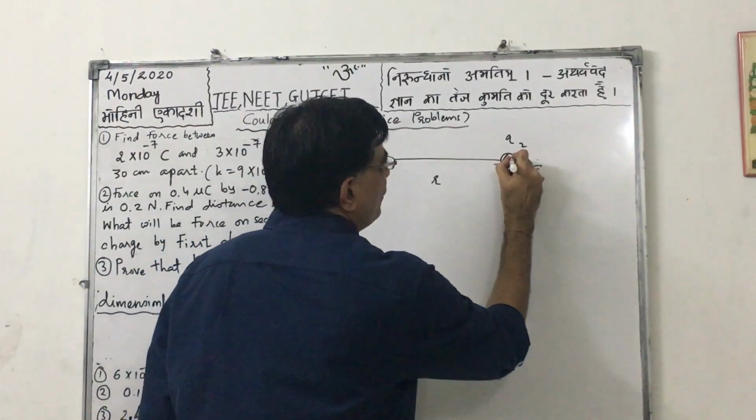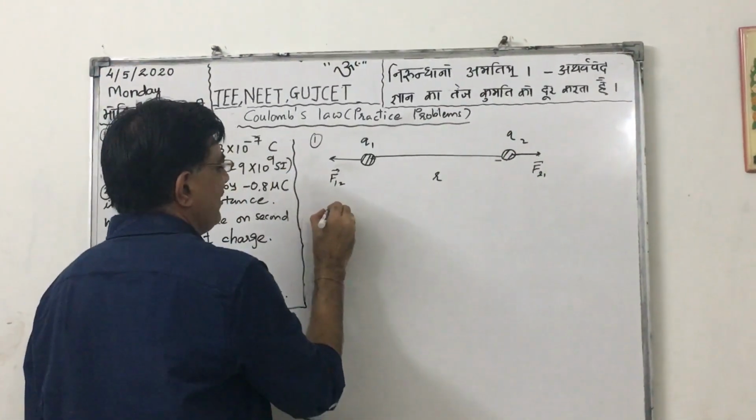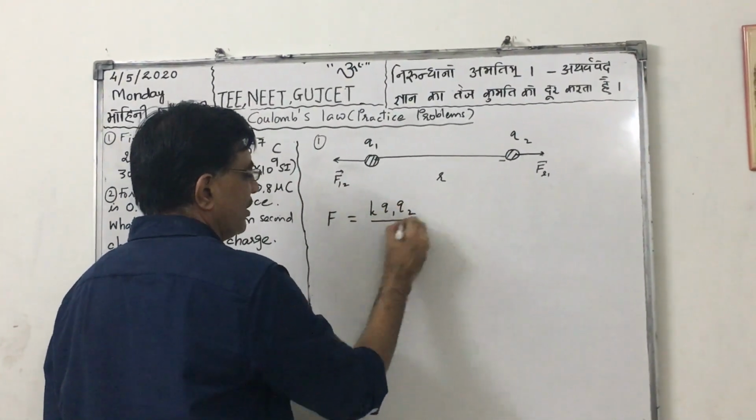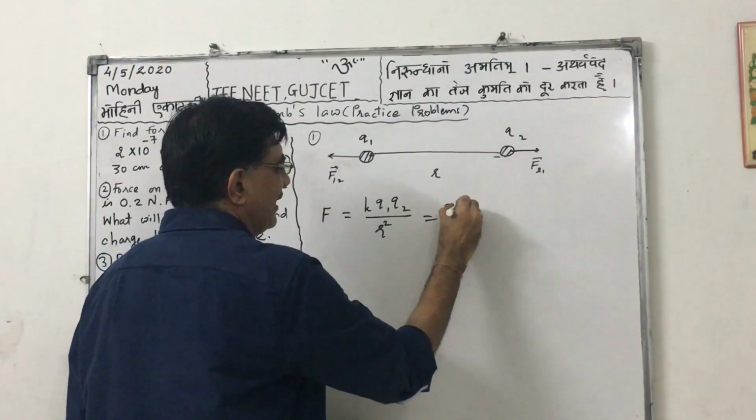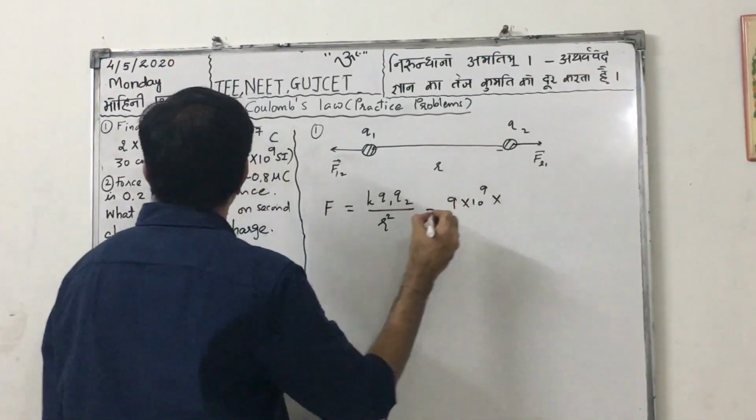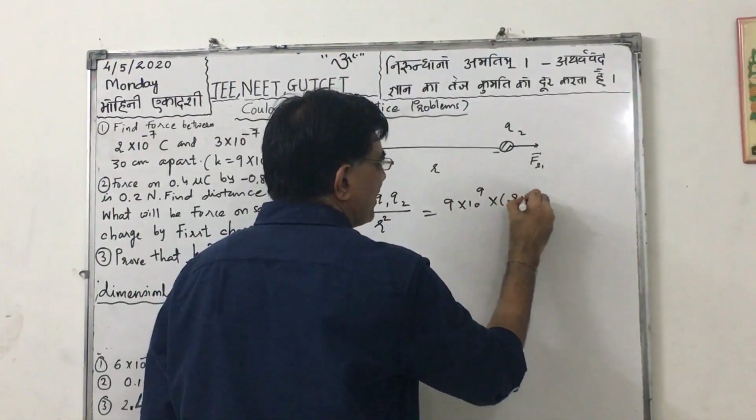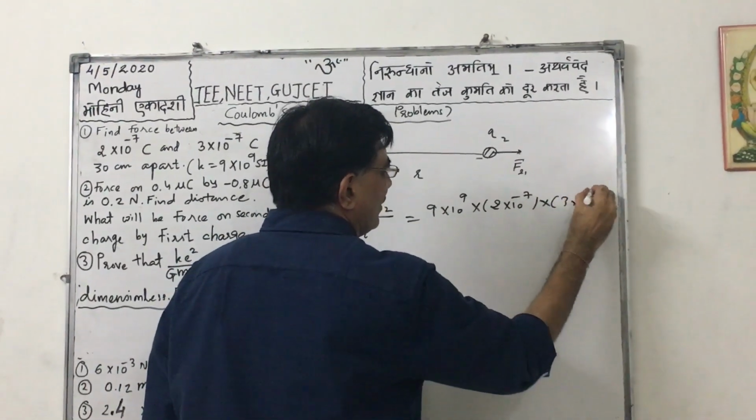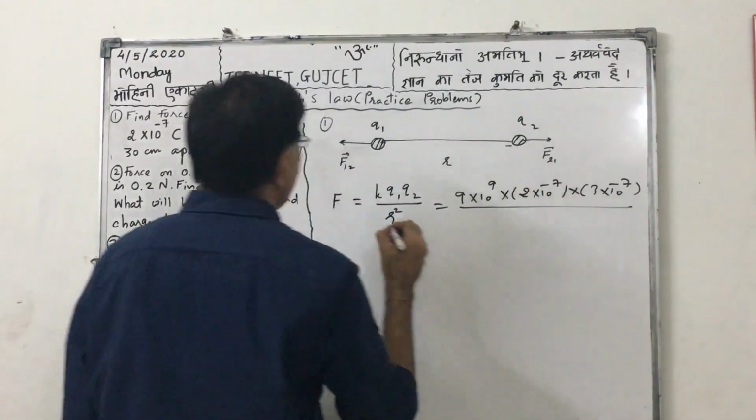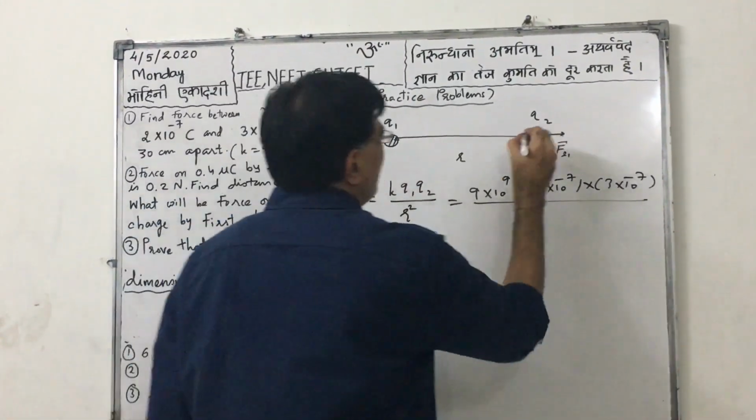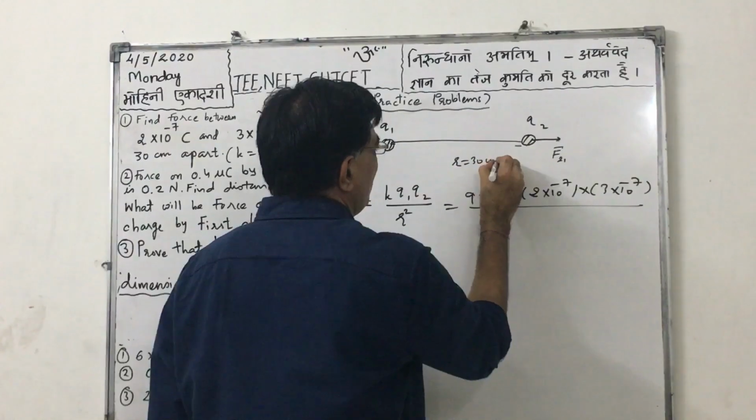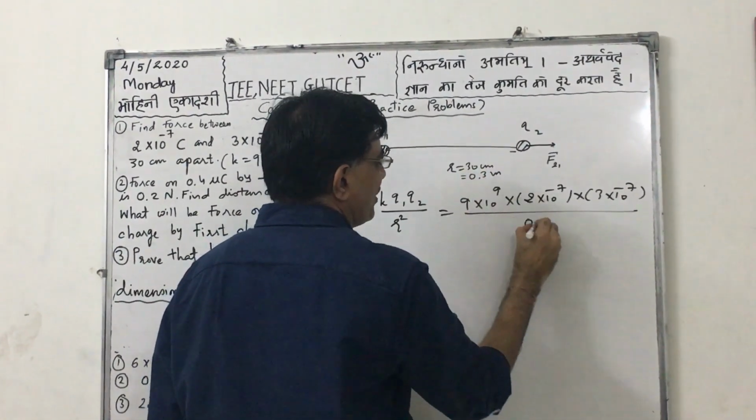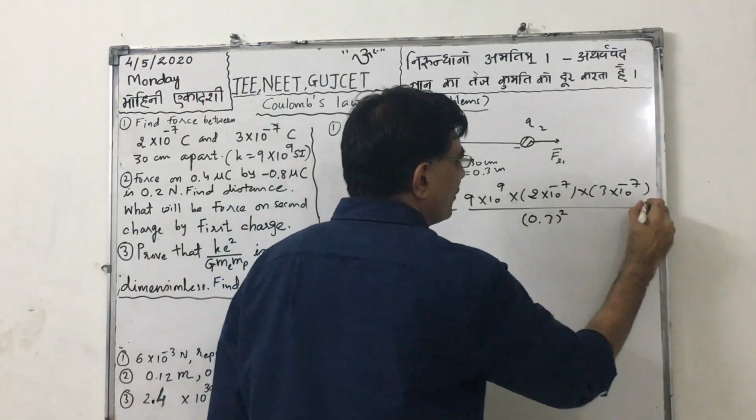Okay, so first of all, let us find the magnitude. That is K Q1 Q2 upon R square. K is 9 into 10 raised to 9. Q1 is 2 into 10 raised to minus 7. Q2 is given as 3 into 10 raised to minus 7. Divided by the distance, which is 30 centimeter. See, R equals 30 centimeter, but we have to write in meter, so 0.3 meter. So here 0.3 square. The unit will be Newton.